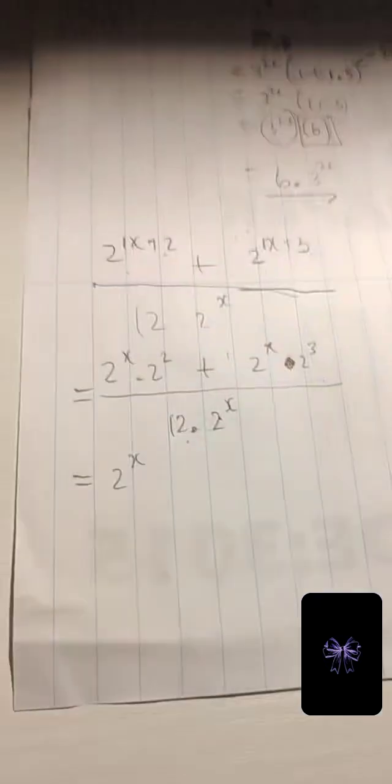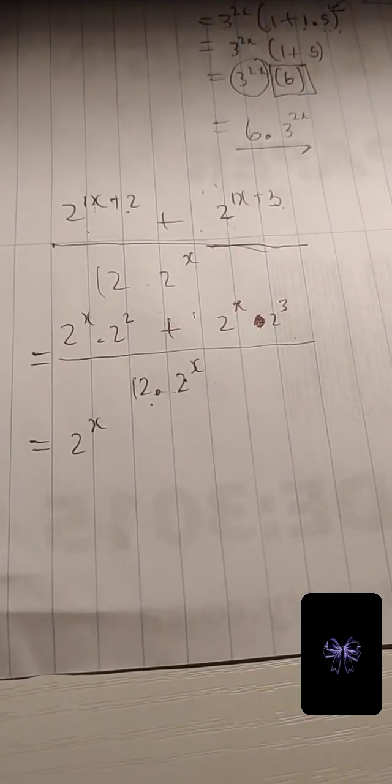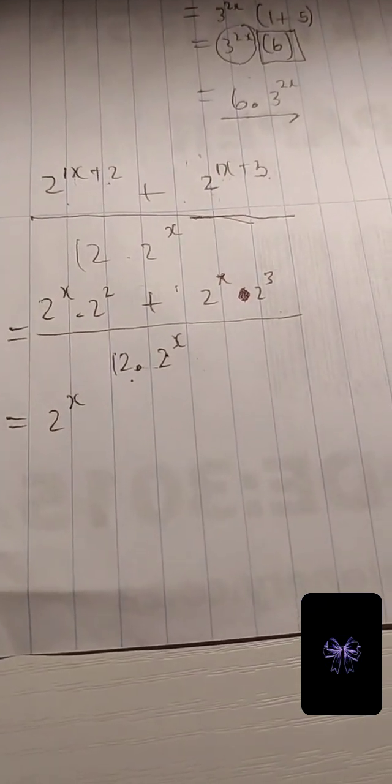And then we're going to take out a common factor, which is 2 to the power x. Yes, indeed. Why is it 2 to the power x?